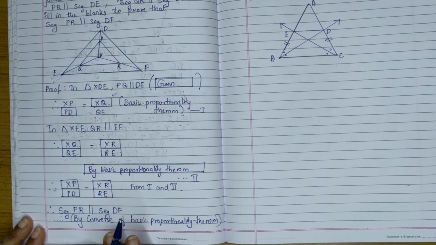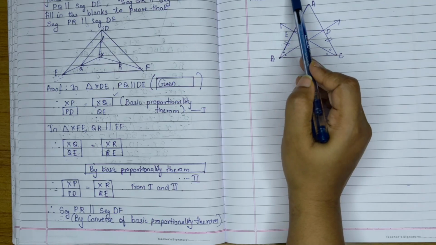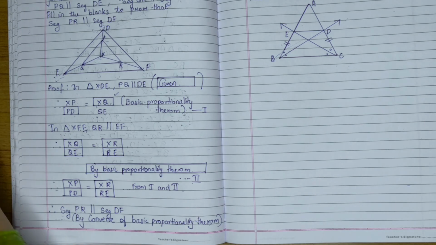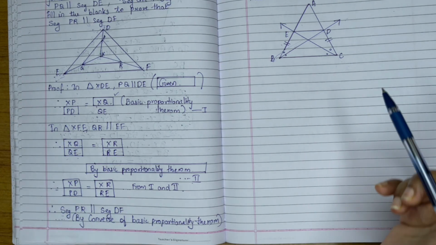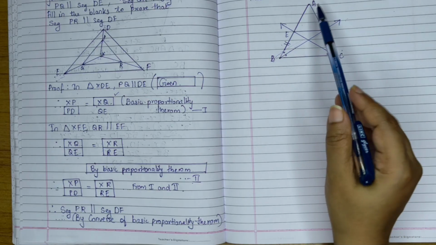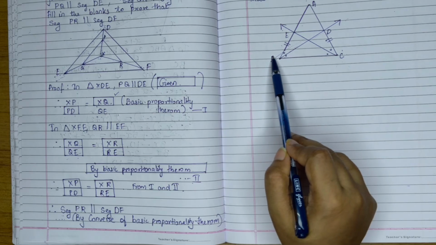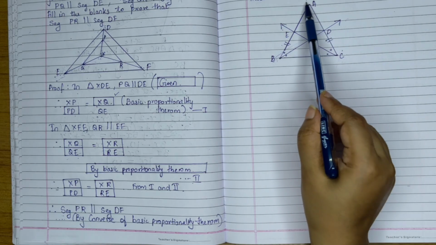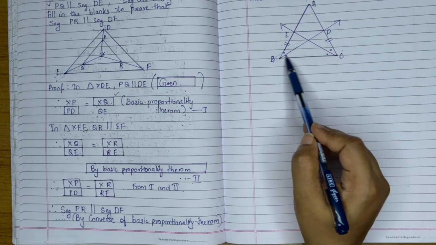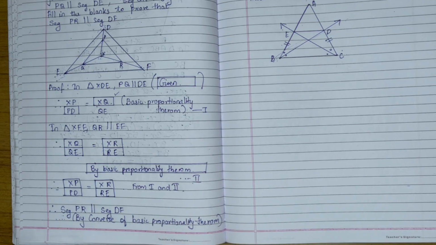This is very important. Now see the 11th sum. In triangle ABC, ray BD is the bisector of angle ABC, and ray CE is the bisector of angle ACB. If segment AB is congruent to segment AC, then prove that line ED is parallel to line BC.